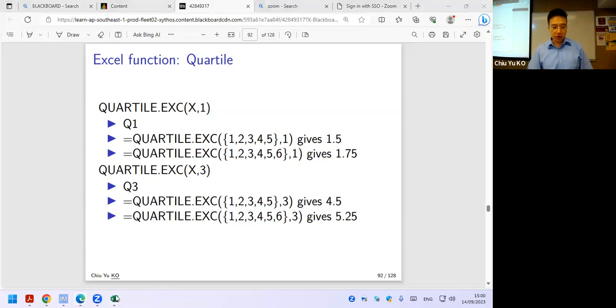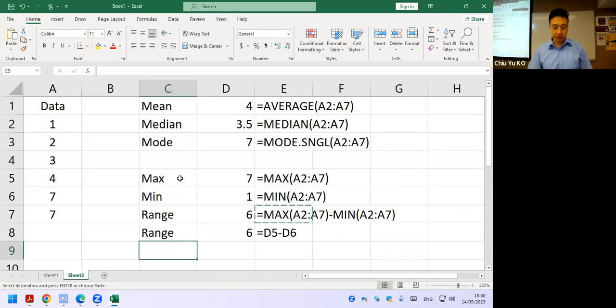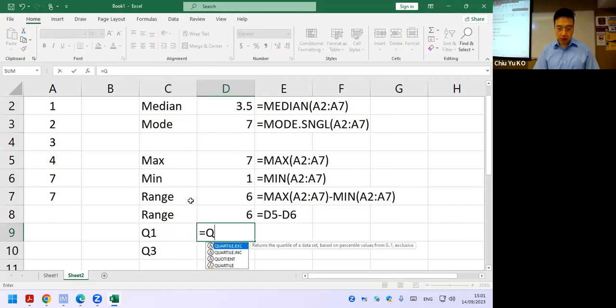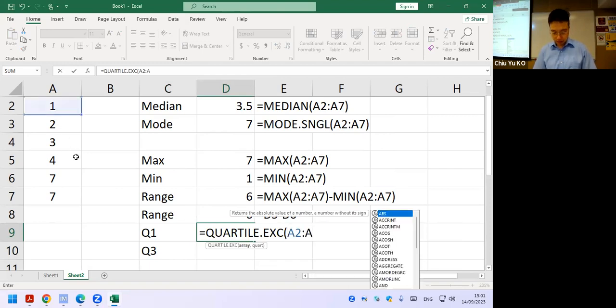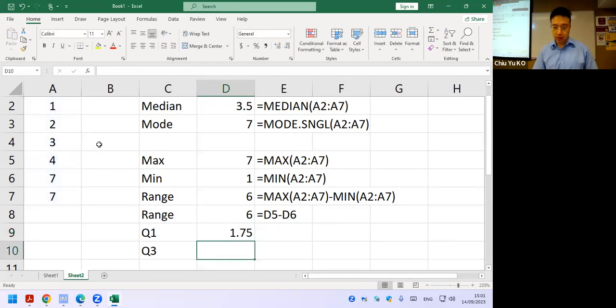So that is how you do it if I want to do IQR. I have Q1 and Q3, right? So the Q1 will be QUARTILE.EXC, and then I have from A2 to A7, and then Q1 is just 1.